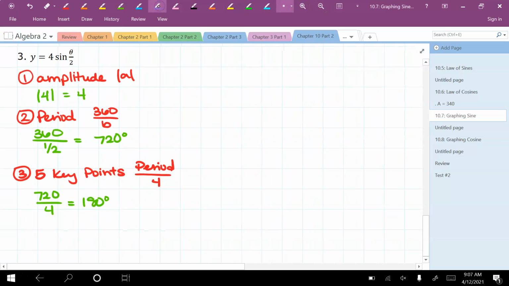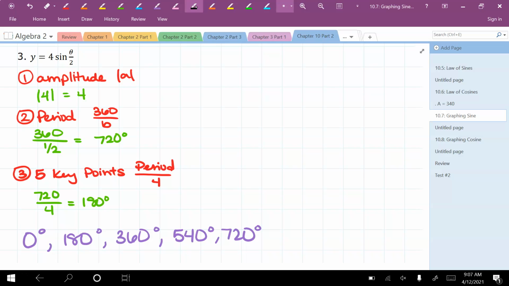Okay, so I've got my amplitude, my period, and then I'm working on my 5 key points here. So I found my amplitude to be 4. That means that this graph is going to be stretched. The cycle is going to be from 0 to 720. That's how long it's going to take for us to see the full length of this graph. And then my key points, I'm taking 720, my period, divided by 4, which is 180. So we start at 0, and then we work up by adding 180 each time until we get to that 720. Okay, so there's my 5 key points.